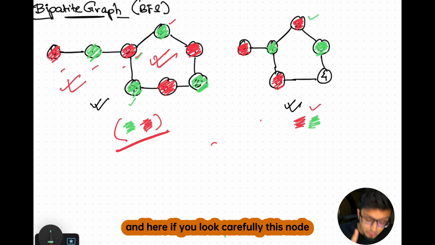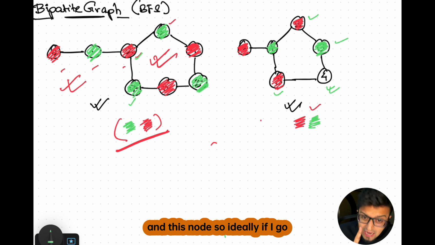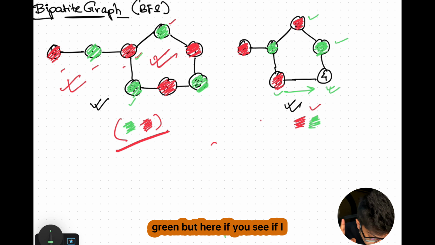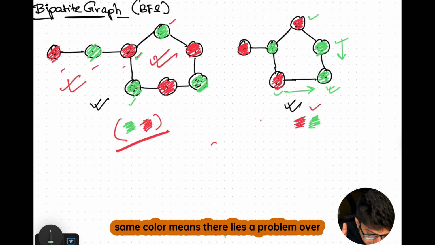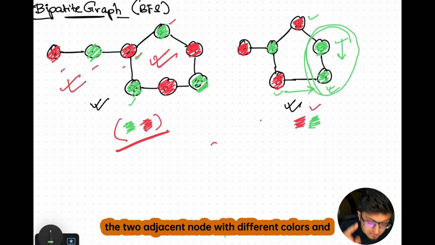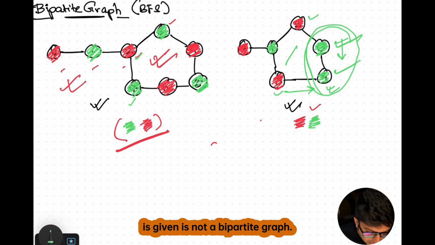Here, if you look carefully, this node 4 is connected to this node and this node. Ideally, if I go from this direction, it should be colored green. But if I go from the other direction, these two are getting the same color, which means there lies a problem here. We are not able to color the two adjacent nodes with different colors, and hence we can conclude that this graph is not a bipartite graph.